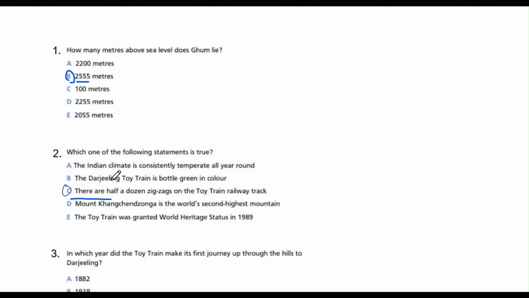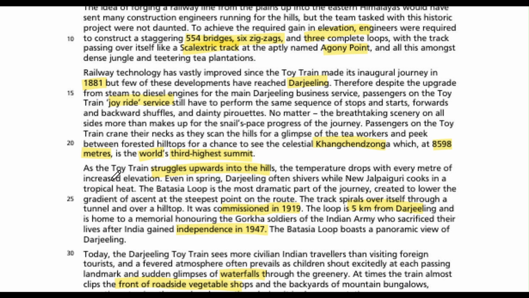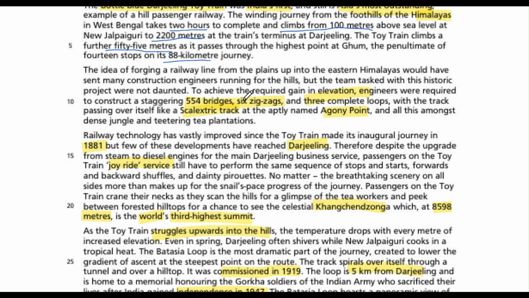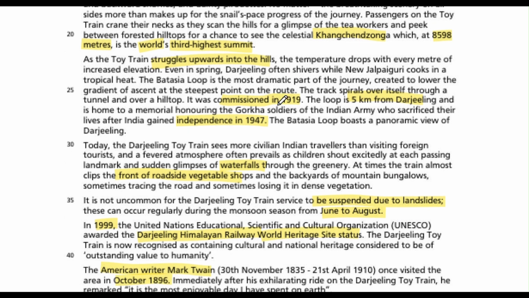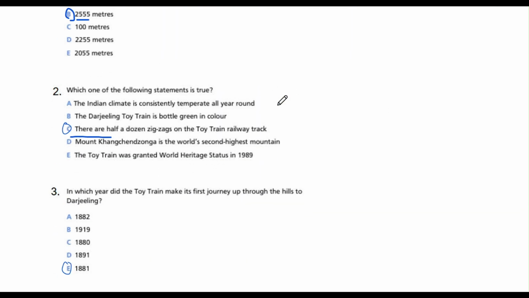There are 6 zigzags. Let's see why the others are wrong. The text doesn't say the Indian climate is always mild. The train is bottle blue, not green. Kangchenjunga is the third highest, not second. And the text doesn't mention 1989. But it does say the engineers made 6 zigzags. Half a dozen is 6.